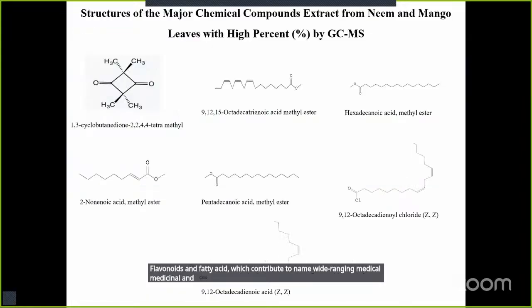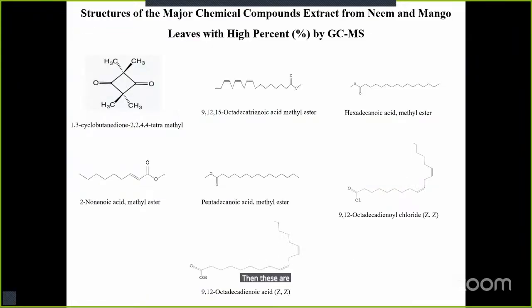and industrial applications. These are the structures of the major chemical compounds extracted from both plants, neem and mango leaf. We have 1,3-cyclobutadiene, 2,2,4,4-tetramethyl, 9,12,15-octadecatrienoic acid methyl ester, hexadecanoic acid methyl ester, 2-nonenoic acid methyl ester, pentadecanoic acid methyl ester, 9,12-octadecanol, chloride, Z,Z-9,12-octadecanoic acid.